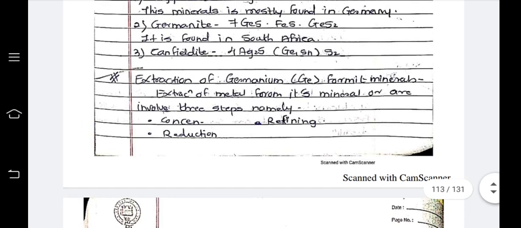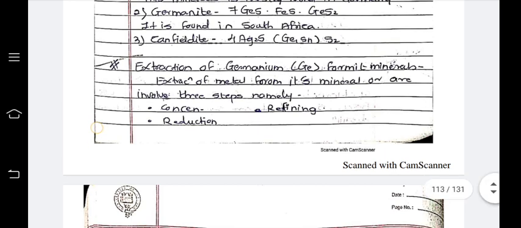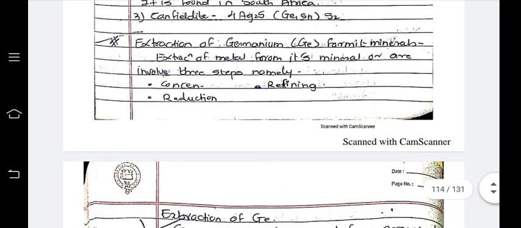Next is germanite, 7GeS-FeS-GeS2. It is found in South Africa. Next is canfieldite, 4Ag2S-GeSnS2.